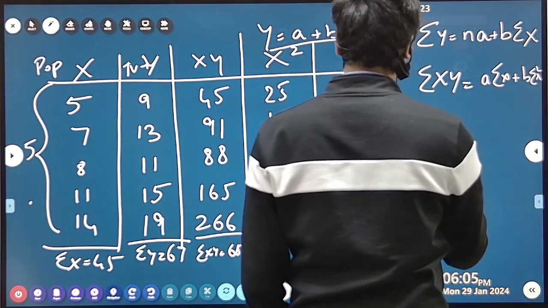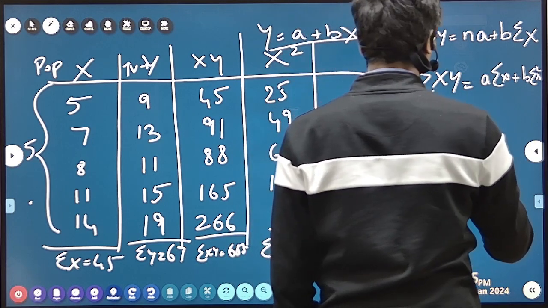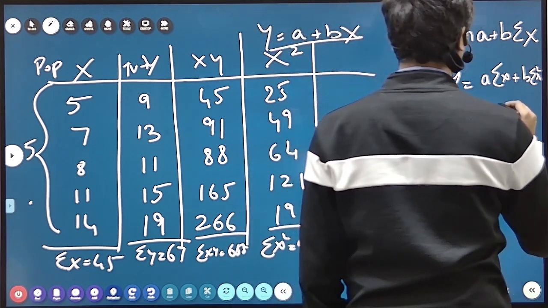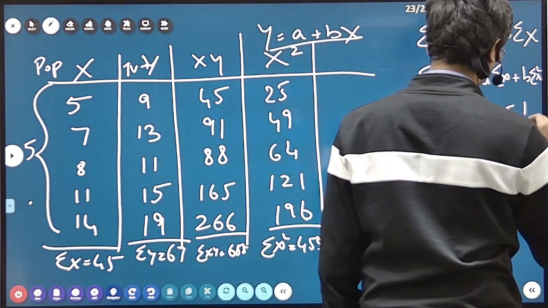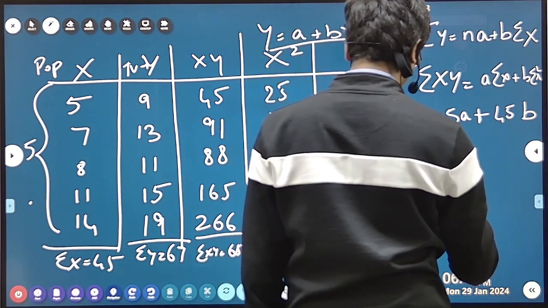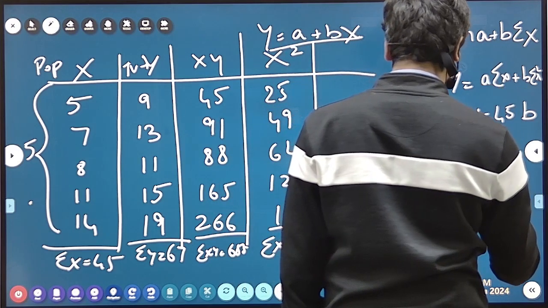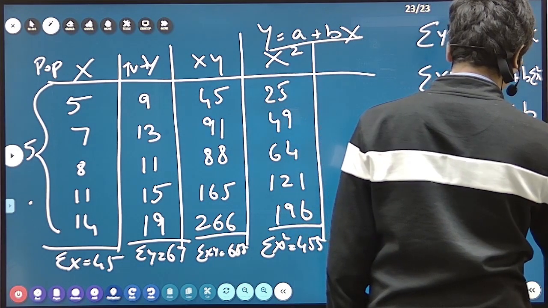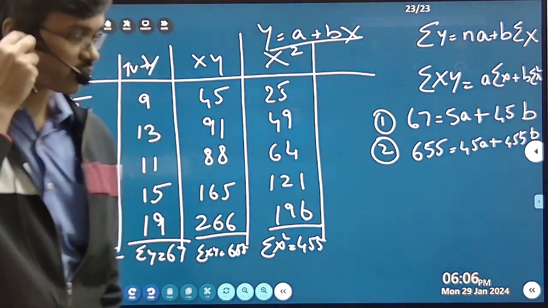Okay. So let us plug our values into the equation. My first equation will be sigma y is 67, right? 67 equal to 5a plus b into sigma x. What is this? 45 into b, right? This is my first equation. And my second equation will be 655 is equal to 45a plus 455b, right? So these are my two equations. So this is called simultaneous equations. So you know how to solve them?